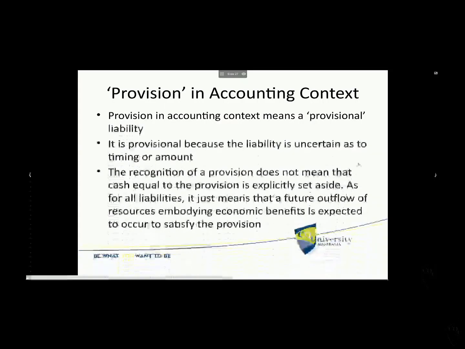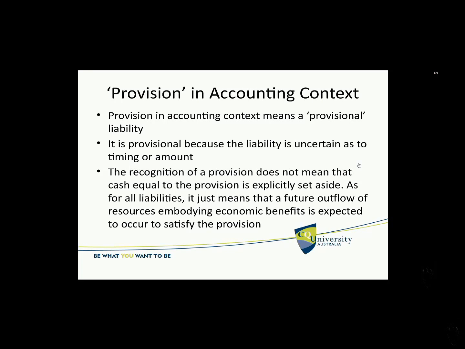Now, provision in accounting context. In Martin's videos, he goes to great lengths to talk about the fact that provision does not mean that cash is explicitly set aside for that provision, whatever it may be, warranty, long service leave, etc. If you think of a squirrel gathering acorns and putting them away in its burrow for winter, that's not happening, all right? The cash is not being put away for that provision. It's not being put away for winter or a rainy day. It just does not happen that way.